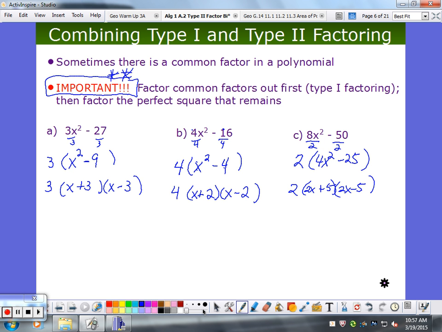I don't know what we're talking about. Oh, we already did 4x squared minus 25, is that what you mean? Yes, we did. Right, it's a multiple of that one. So do you see how important it is to always look for that? You gotta get into that habit.